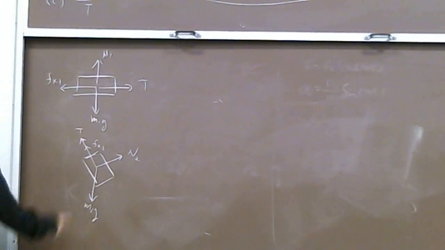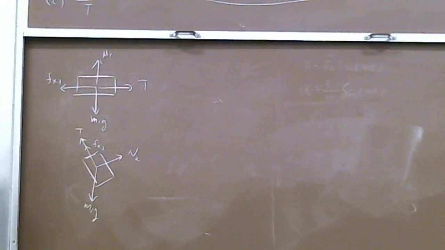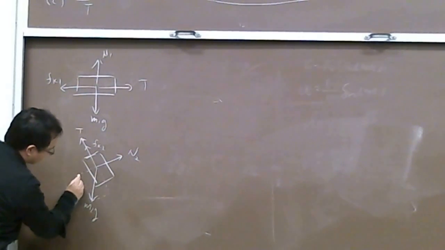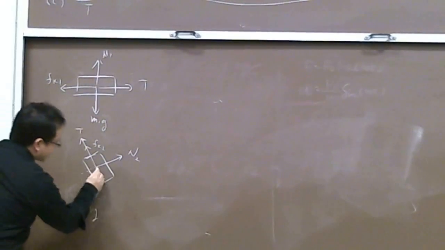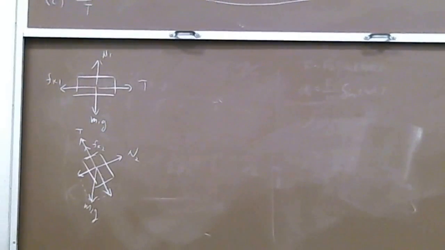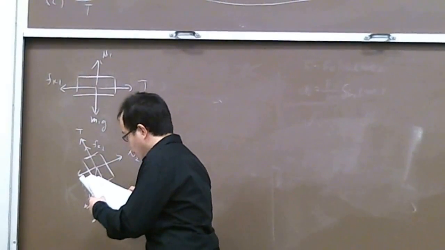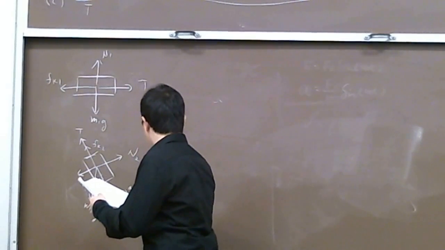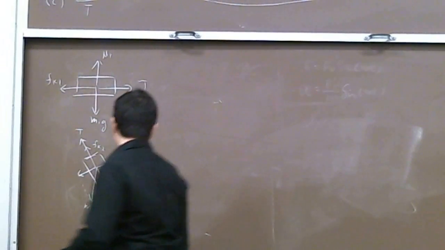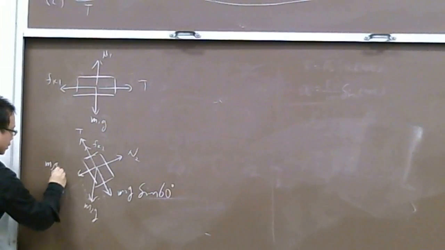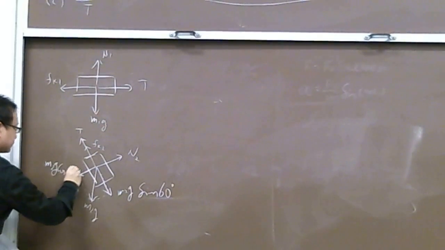For this one, you need to decompose M2G. This is the X component, this is the Y component. So this is M2G sine 60. You may also use cosine 30, that's the same thing. And this is M2G cosine 60.